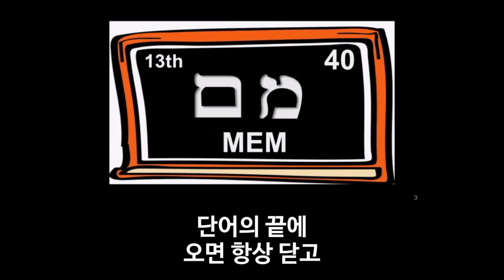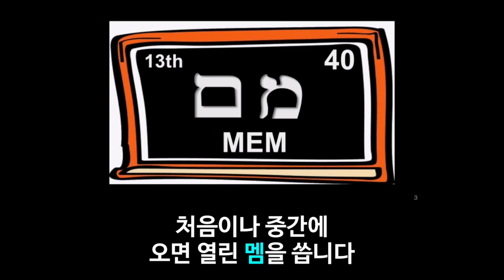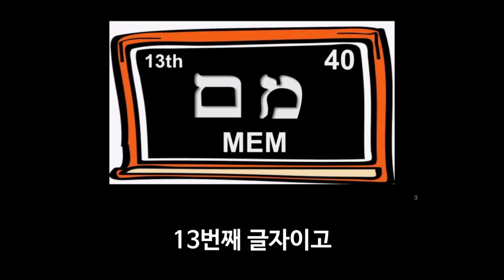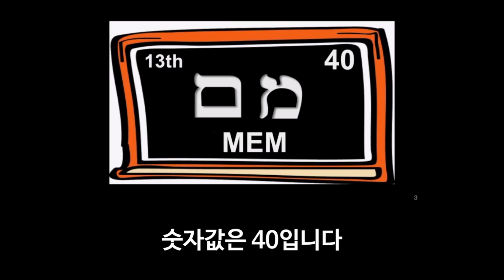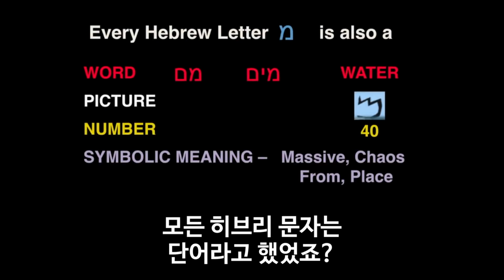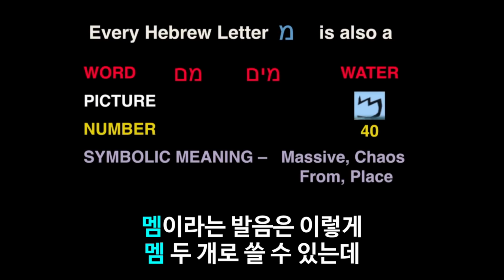And the reason for that is if it is at the end of a word, it's always closed. If the letter Mem is in the middle or the beginning of a word, it is always open. And as you see, it is the 13th letter, and it has a numerical value of 40. So we find every Hebrew letter is also a word. And Mem, the letter is Mem.